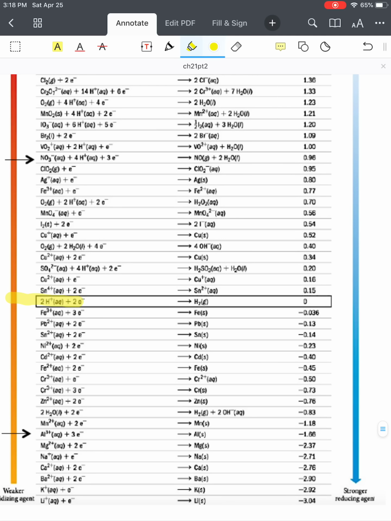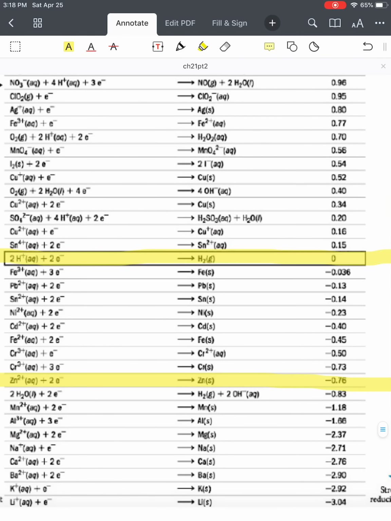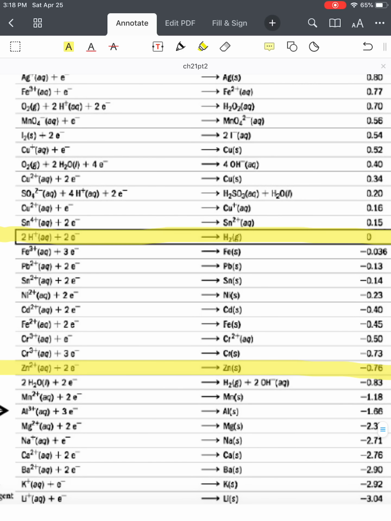H plus, well, that's our SHE reaction. That's its reduction, 0 volts. The other reactant here was zinc. Zinc is way down here at negative 0.763 volts versus the SHE. Zinc is below hydrogen on this table, isn't it?